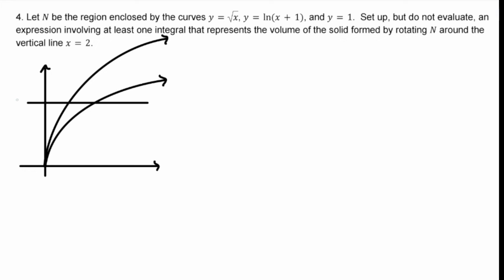And if that's y equals 1, then this is going to be x equals 1, that first intersection. And then log of x plus 1 equals 1. So that would be x plus 1 equaling e to the first, x equaling e minus 1, which is like 1.7 something. If e is between 2 and 3, then e minus 1 is between 1 and 2. And so that's going to be e minus 1.